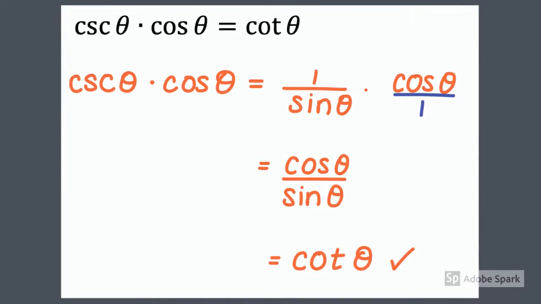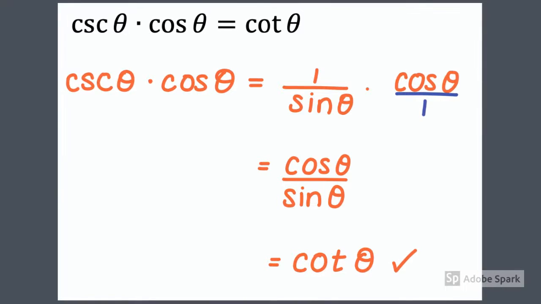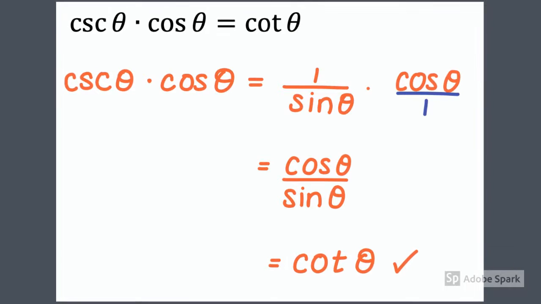identity and said, instead of cosecant, I'm going to write 1 over sine. And then cosine is already cosine, so I just wrote cosine. And then I wrote cosine over 1 because the 1 over sine was a fraction, so I wanted to know what the top and bottom was for cosine as well.